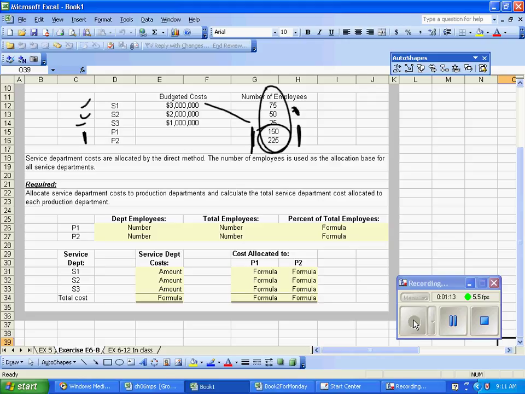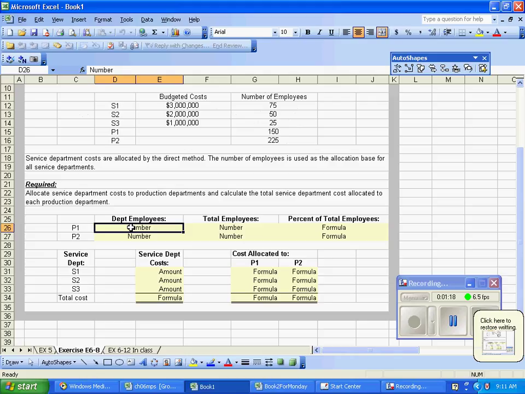So what we're going to do first down here is just get our number of employees for each department. Let me bring up my keyboard.